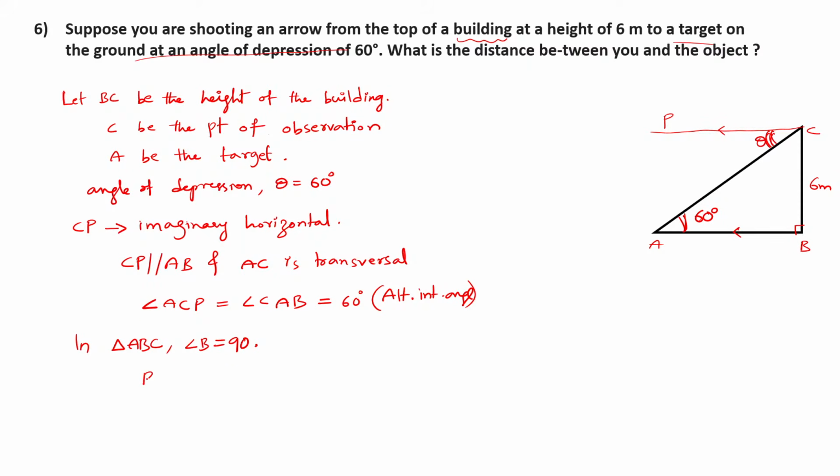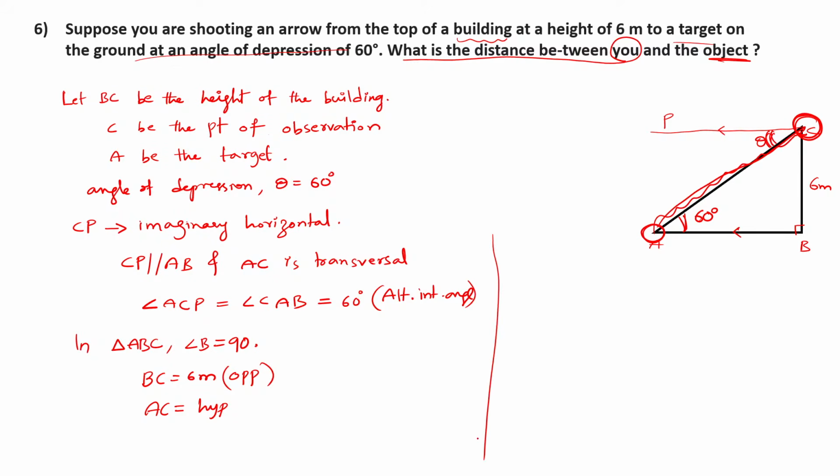Now, from the given data, we have BC equal to 6 meters. With respect to our theta, BC will be the opposite side and AC will be the hypotenuse. Here what we need to find is the distance between you and the object. You, in the sense, the observer. The observer is standing here and the target is at point A. So the distance between the observer and the target is nothing but AC. So we need to find the length of the hypotenuse.